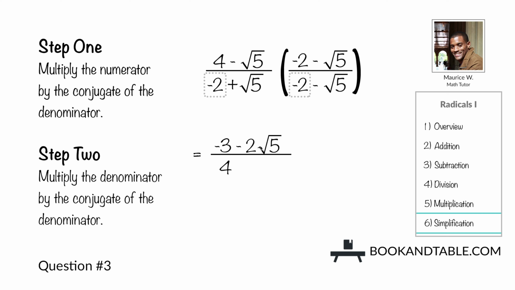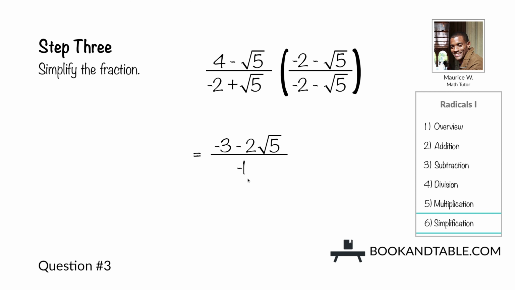And now the denominator, we get negative 2 times negative 2, which is positive 4. Negative 2 times negative 1 gives us positive 2 times radical 5. Positive 1 times negative 2 gives you negative 2 radical 5. Positive 2 and negative 2 negate each other. And then the square root of 5 times negative square root of 5 is equal to negative 5. So now we have 4 minus 5 in the denominator, which gives us negative 1.